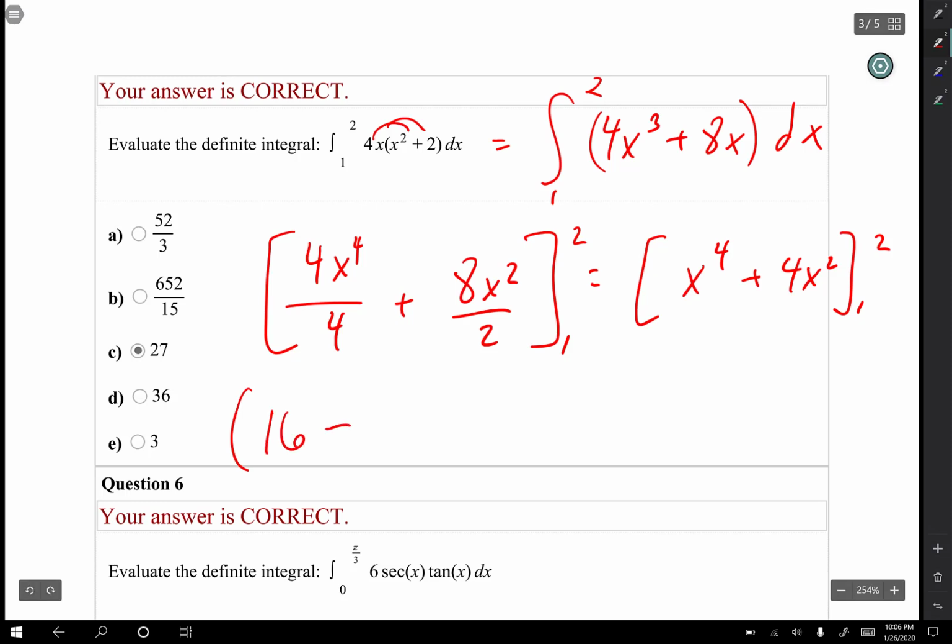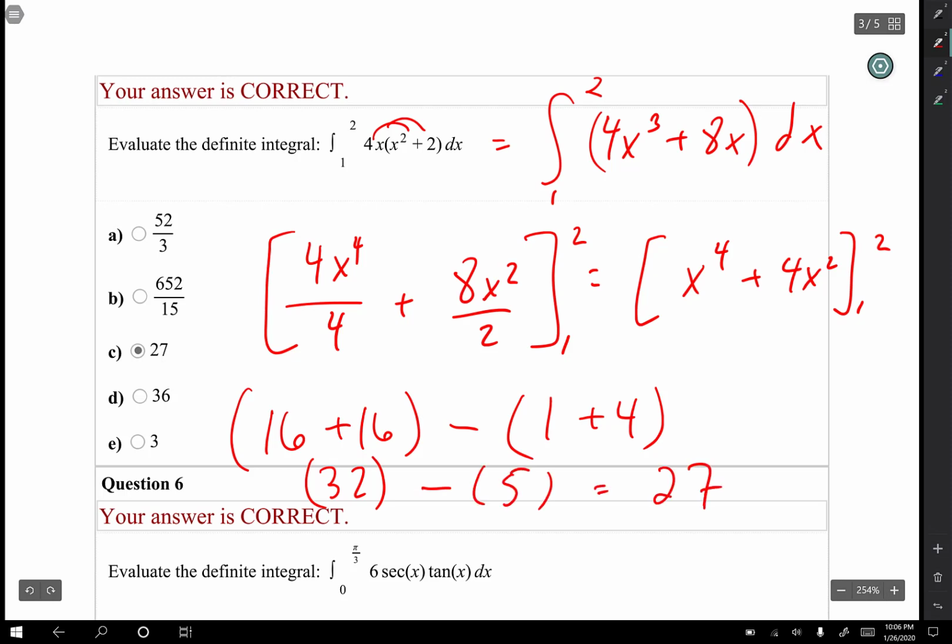So I have 16 minus, let's see, 2 squared is 4, 4 times 4 is 16. So actually 16 plus 16, my apologies. Minus, and then I'm plugging in a 1, and I'm going to get a 1 plus 4. So this guy is 32, and then this guy is a 5. And then 32 minus 5 is 27.